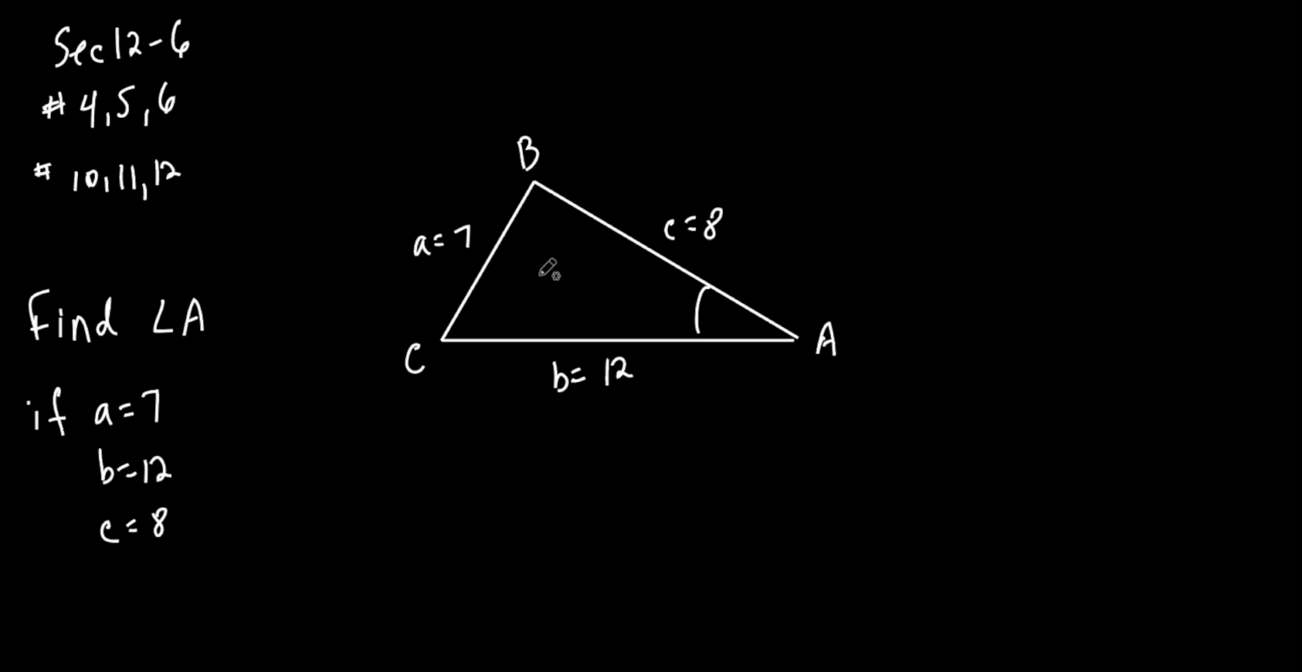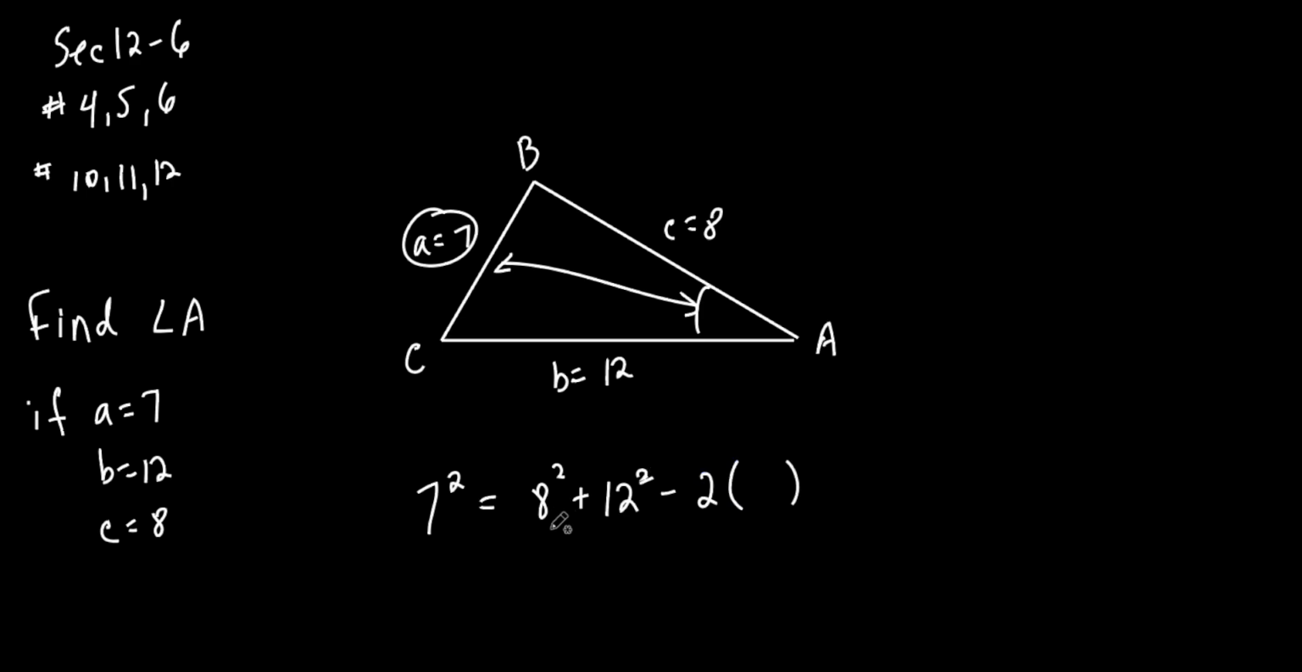So what could I do here? Let's remember, these two are across from each other, so this is the one that's going to go out by itself. So this is going to be 7 squared equals, and now it's pretty easy. You just take the other 2 sides, square them, and add them up. Minus what? What's the law of cosines? 2, and then these 2 numbers right here, the 8 and the 12. And then cosine of the angle that's opposite the 7. What's opposite the 7? Angle A is. We don't know it, so we're going to put in A.